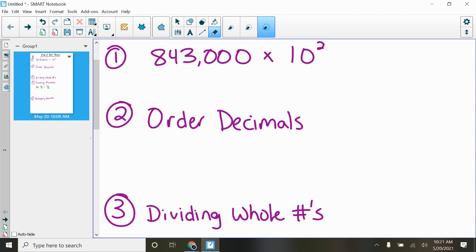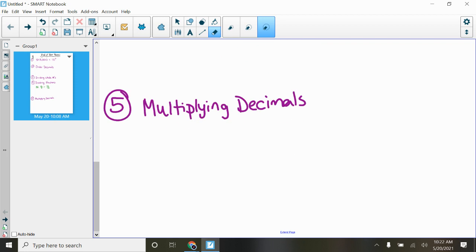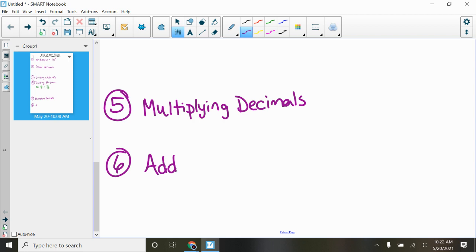Okay, all right, now let's move on to number 6. So what is number 6 on this paper asking you to do? Add decimals. We multiply decimals, but now we have to remember how to add them.